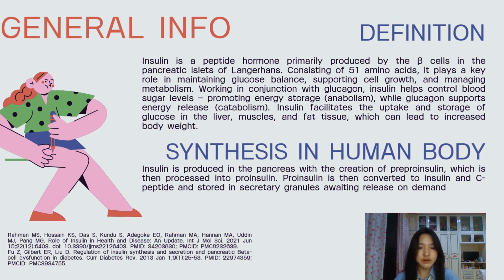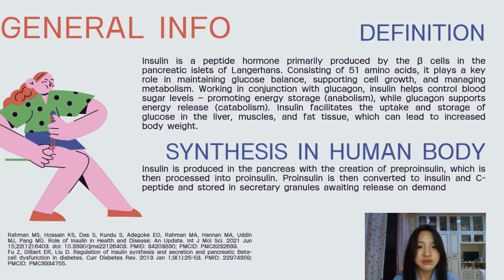First off, we're going to dive deeper into the general information, such as the definition of insulin. Insulin itself is a peptide hormone primarily produced by the beta cells in the pancreatic islets of Langerhans, consisting of 51 amino acids. It plays a key role in maintaining glucose balance, supporting cell growth, and managing metabolism.